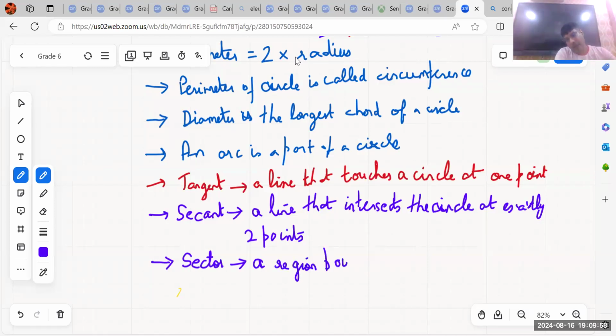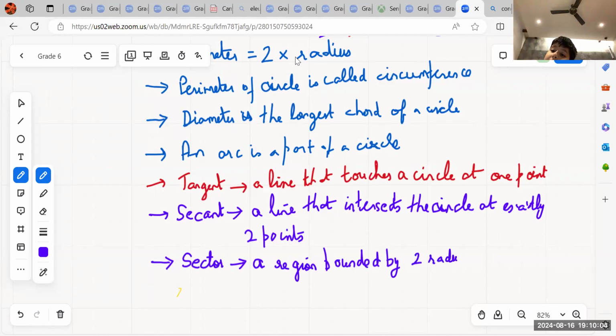So a sector's definition is a region bounded by 2 radii and the enclosed arc.